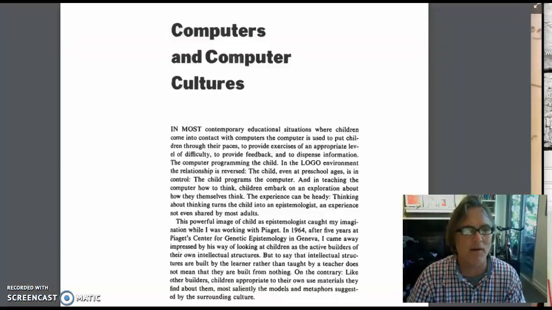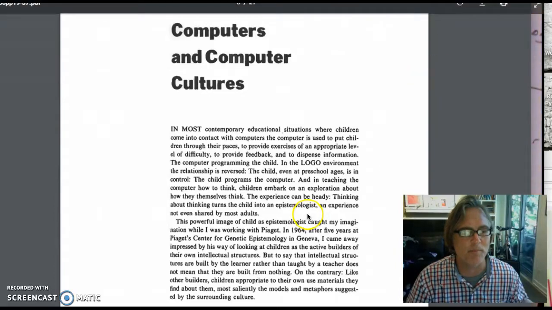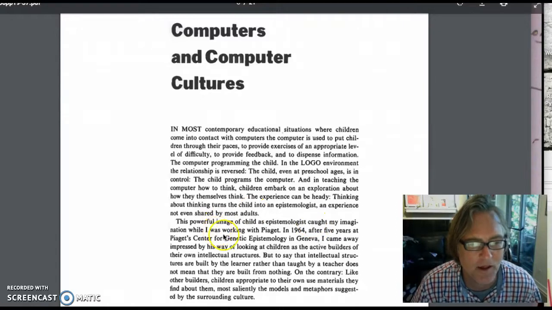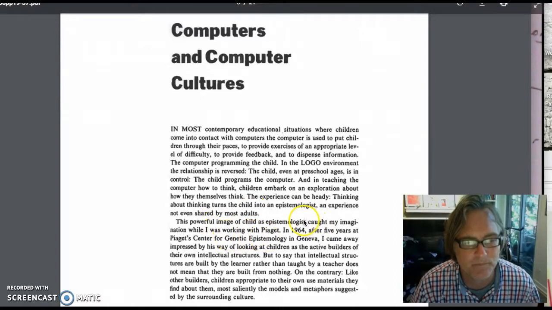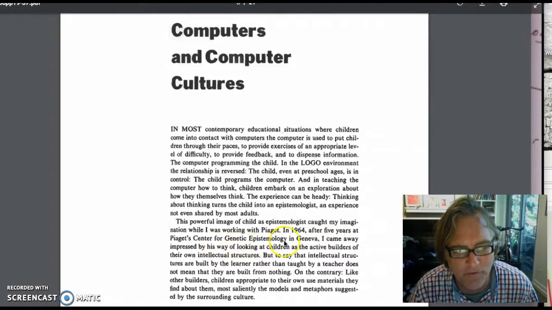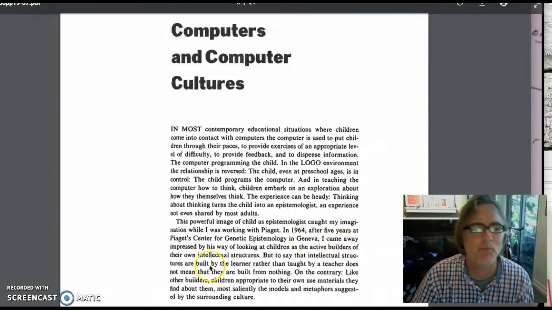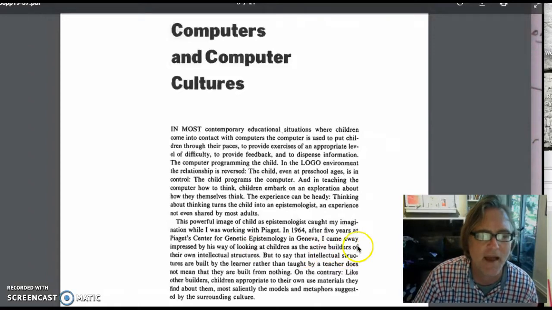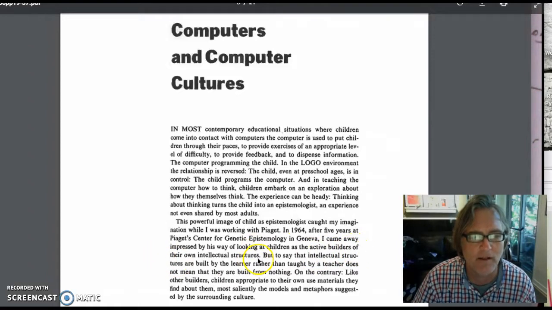And one thing I wanted to talk about before we got started that I think puzzled a lot of people was Papert's interest in Piaget. Right on the first page of chapter one, he talks about Piaget. He worked with him. After 5 years, he came away from the Center for Genetic Epistemology in Geneva, impressed with Piaget's way of looking at children as active builders of their own intellectual structure.